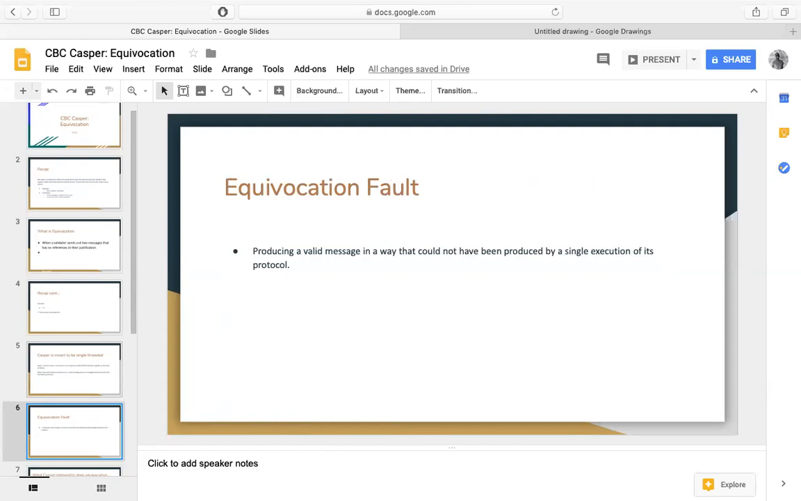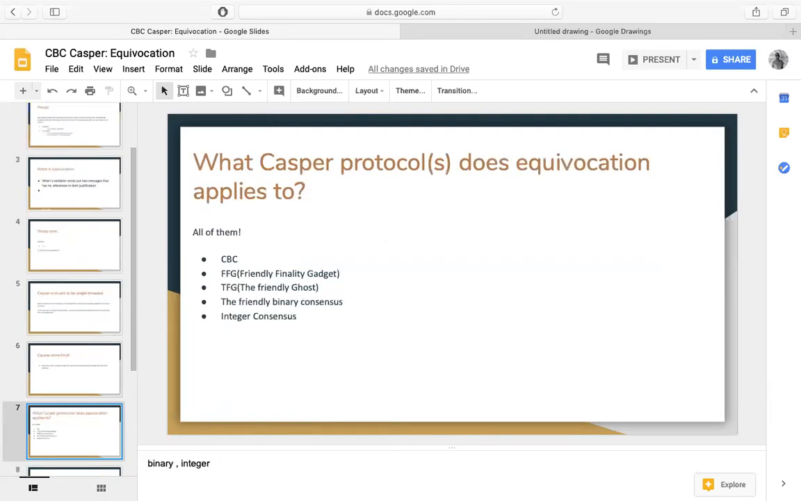Equivocation fault is almost the same thing as regular equivocation, but it is when a validator is producing a valid message that could not have been produced by a single execution of its protocol. It applies to all the Casper protocols because it's one of the basic safety nets that all the protocols need to be able to justify being correct initially.